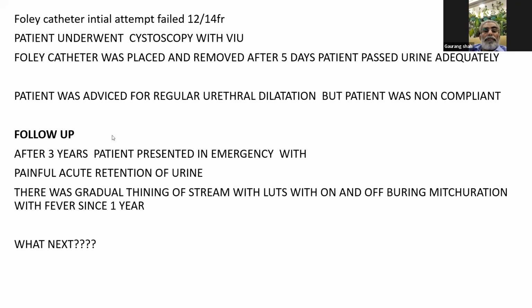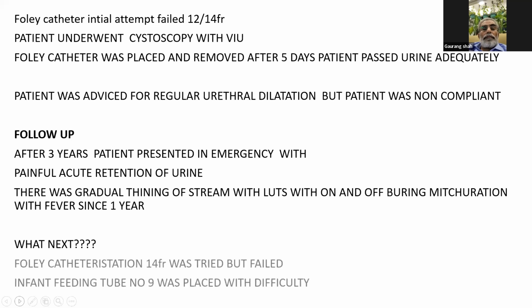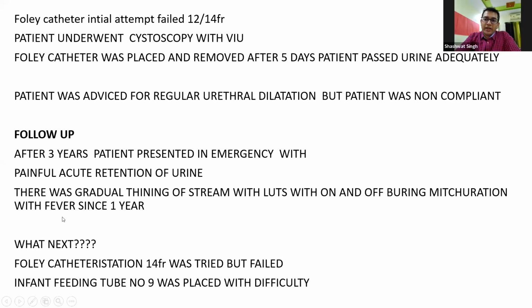Now the patient has presented after 3 years. He had lower urinary tract symptoms for 1 year, but was not consulting any urologist. So he came with retention of urine. Shashwat, now what will you do? Sir, I would counsel him, put an SPC and investigate.